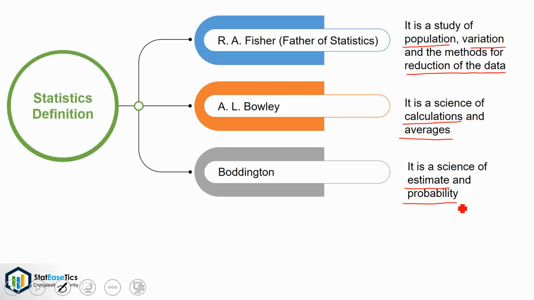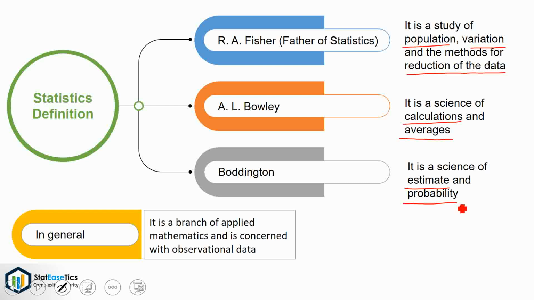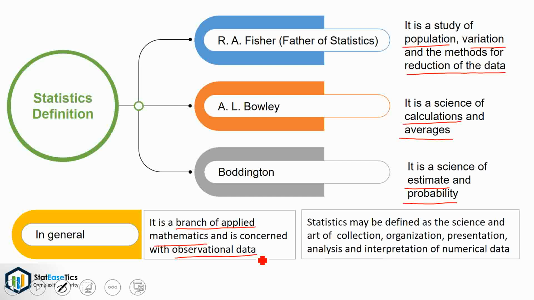All these definitions are not satisfactory because they cover only a part of the subject. Hence, in general, we can define statistics as a branch of applied mathematics and is connected with observational data. Or, statistics may be defined as the science and art of collection, organization, presentation, analysis, and interpretation of numerical data.